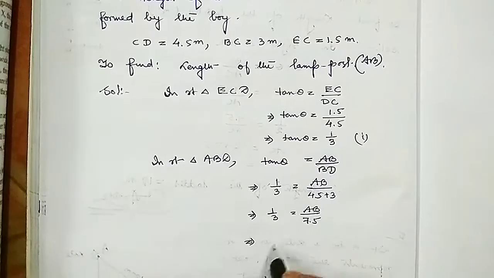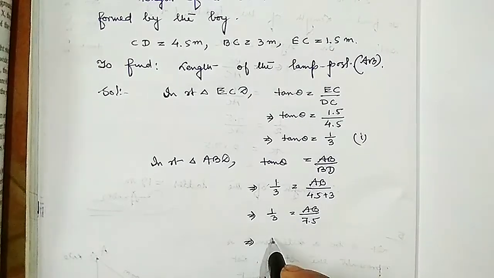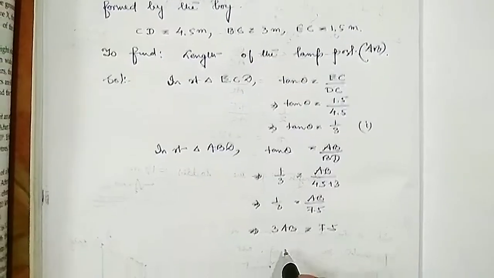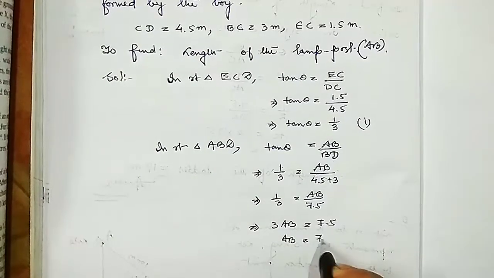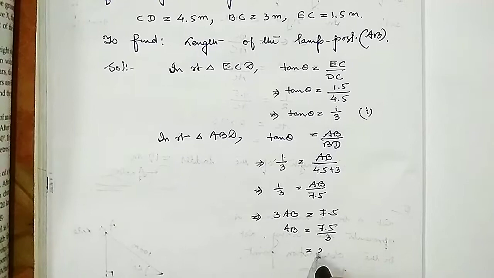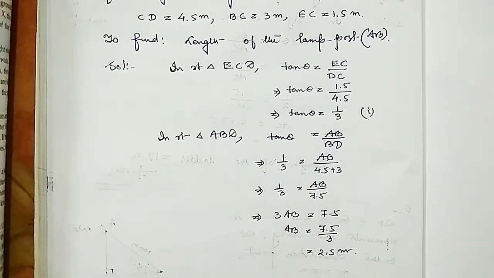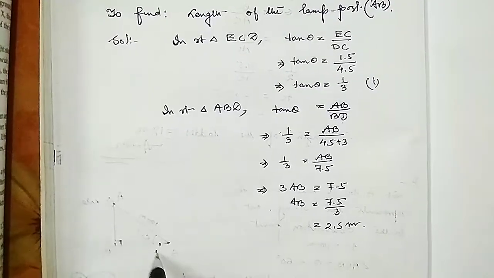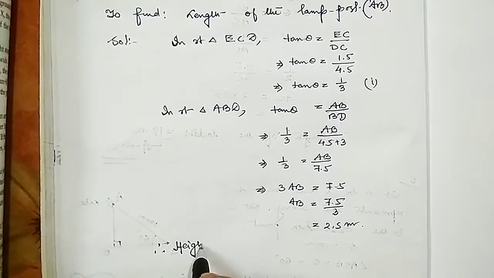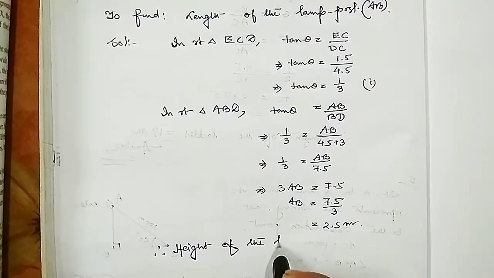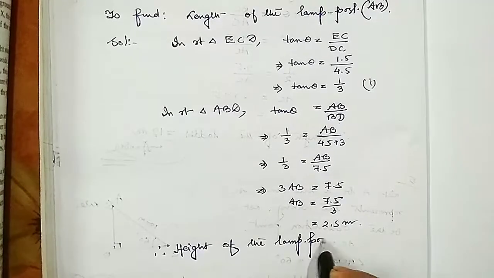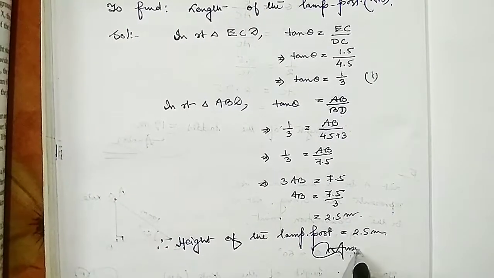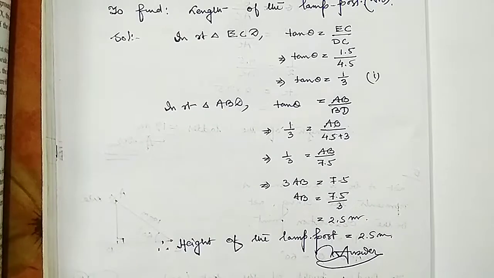If I cross multiply, I am going to get 7.5 equals thrice AB. Thrice AB equals 7.5. Therefore, AB equals 7.5 divided by 3. That will give you 2.5 meters. Therefore, the height of the lamppost equals 2.5 meters. Okay, that's our answer. I hope this one is clear.